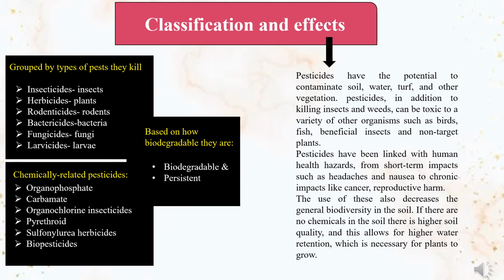Another way to classify them is to consider those that are chemical forms or are derived from a common source of production method. The chemically related pesticides are organophosphate, carbamate, organochlorine insecticides, pyrethroid, sulfonylurea herbicides, and biopesticides.